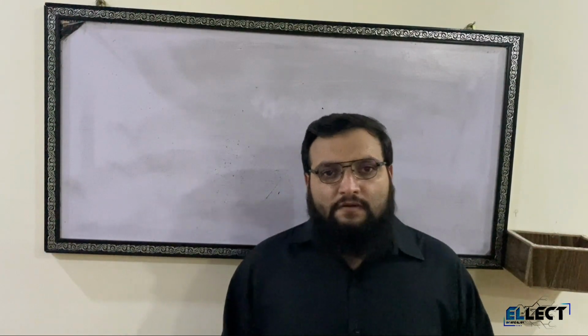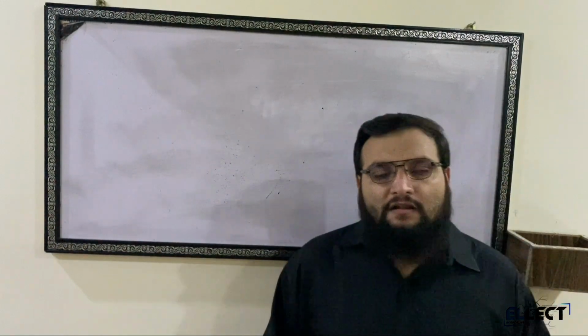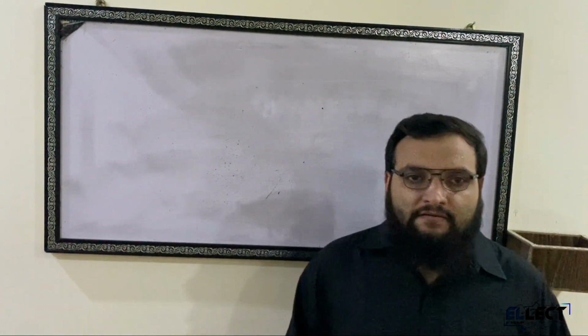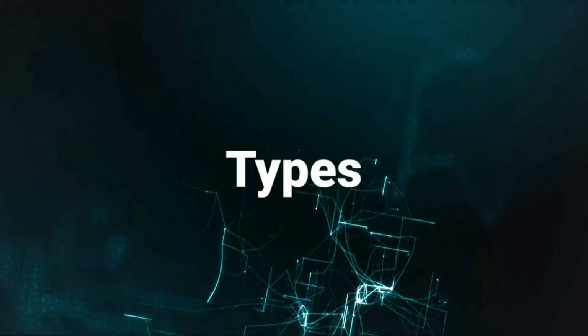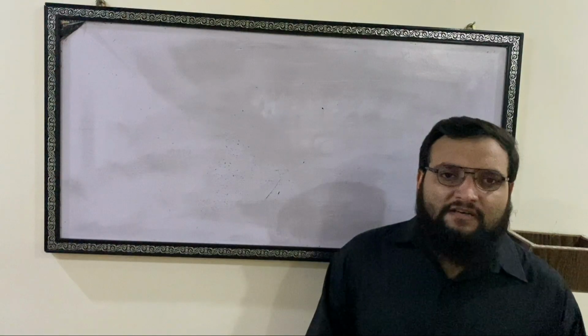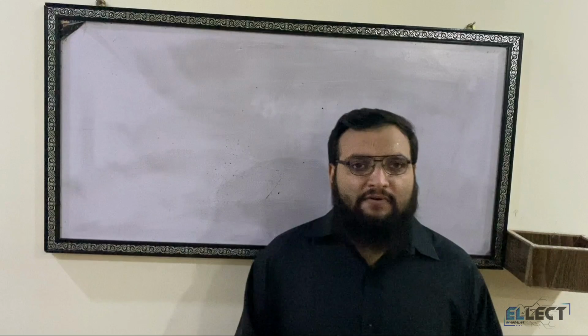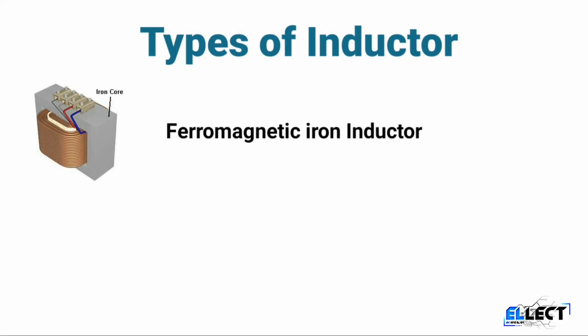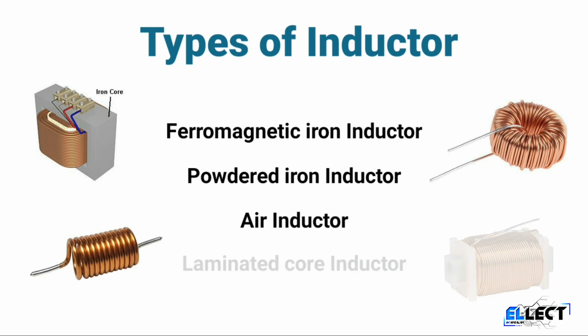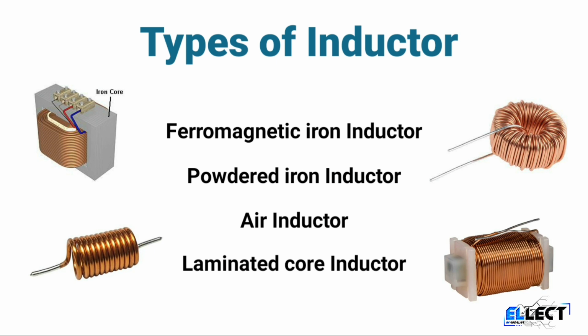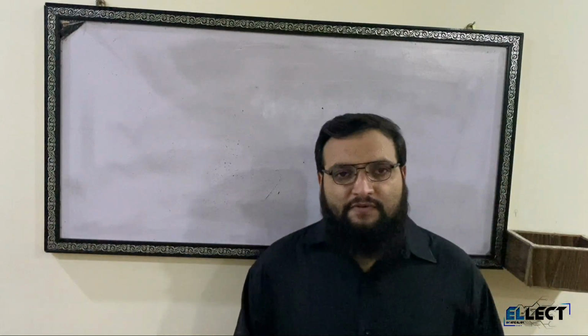The inductance of an inductor also depends on the material which is used. Inductance will be increased or decreased according to the particular shape. Types of inductor. These are the following types: ferromagnetic iron inductor, powdered iron inductor, air inductor, and laminated core inductor. After that, many other types of inductor are also there. So these are the types of inductor.